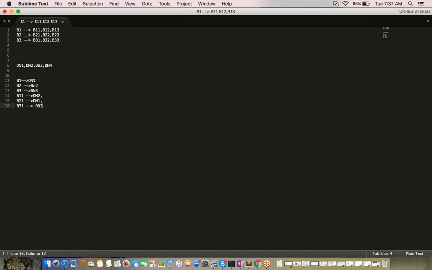b13 will go to data node 3. Now b12 will go to data node 3. Okay, there is no duplication there. b22 will go to data node 4, because I didn't store anything in data node 4 as of now. b32 will go to data node 1.